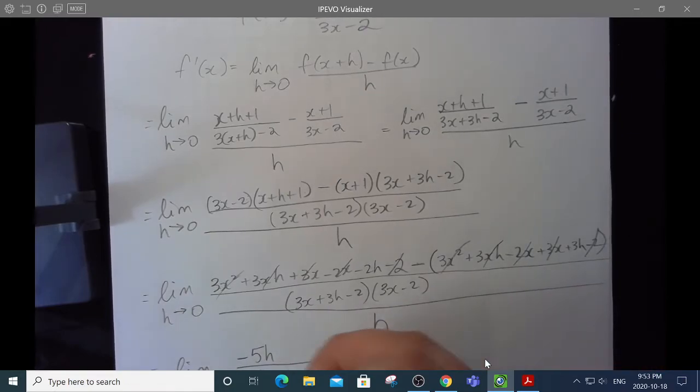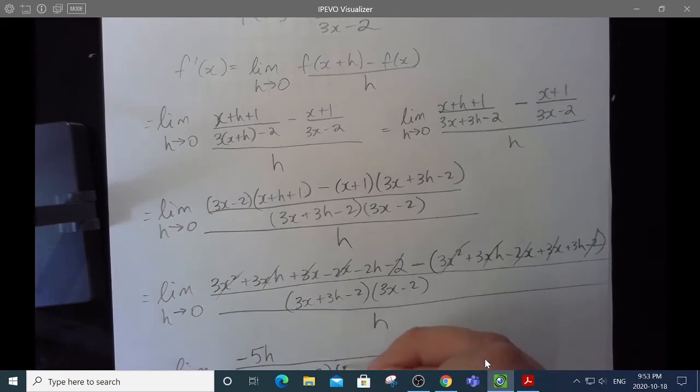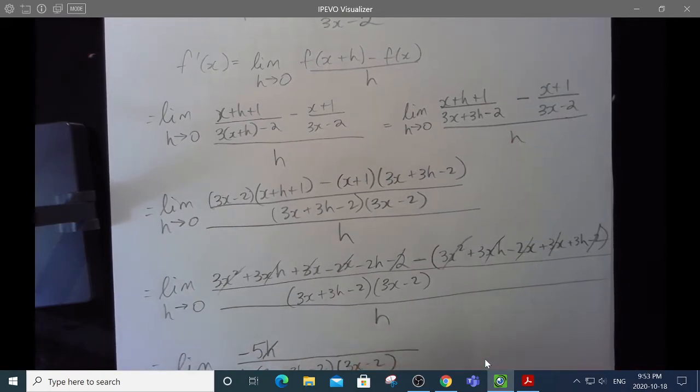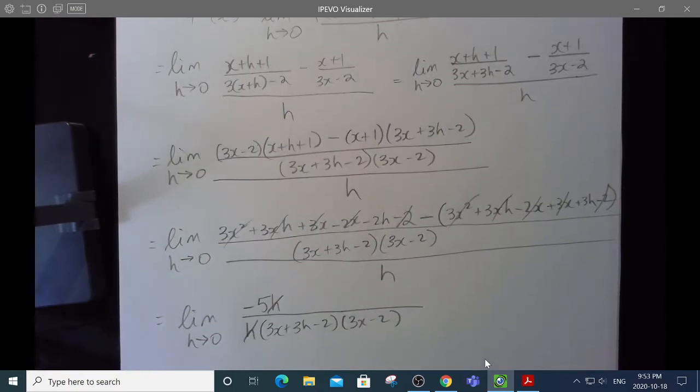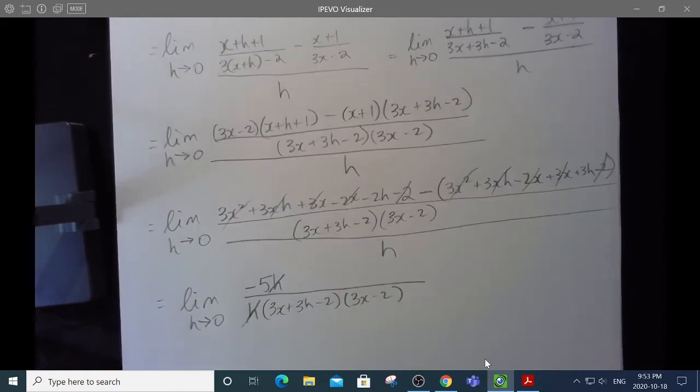And if you have a hard time understanding that step, take a minute and actually do what I just said and multiply this whole thing by the reciprocal of h, and you'll see why it turns out that way. And there we go. We've accomplished our goal. We have eliminated h in the denominator.